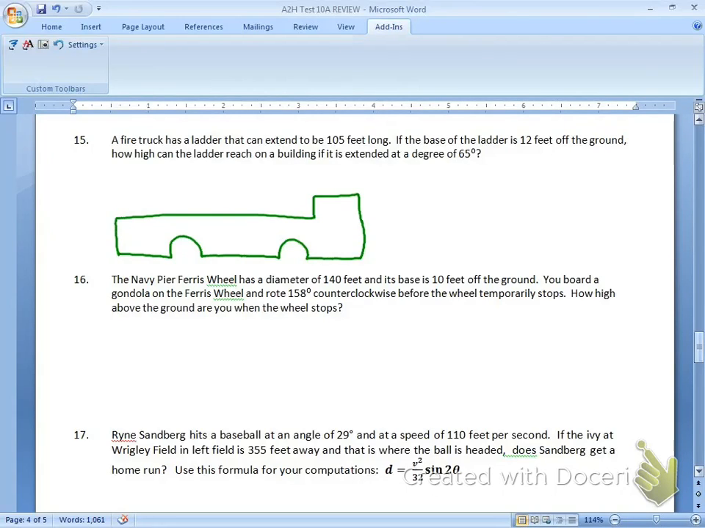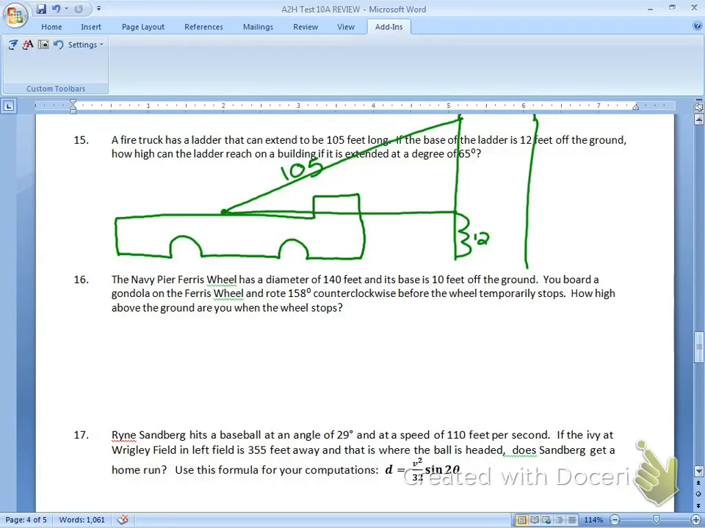Okay, so our ladder is going to come off at this point. Our ladder is 105 feet long. We have this building on fire over here, and we want to find out how high our ladder can reach on top of the building. You also have to take into account that it's already 12 feet off the ground. So this 12 is here, and that's going to come into play at the end of this.